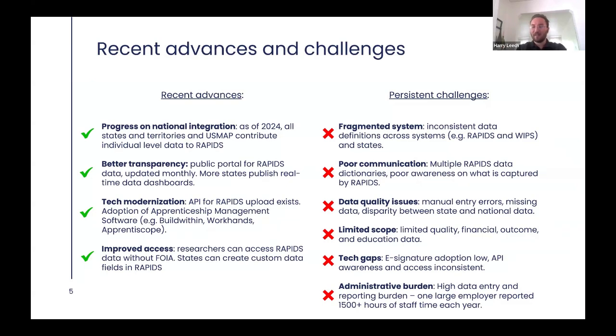Firstly, last year was the first time we had a truly national picture of what's going on in apprenticeships, when all states and the US military program data was integrated into Rapids. There's still some issues on accuracy and data quality, but we have a fully national data system now, which is great progress, and it's been a lot of work.